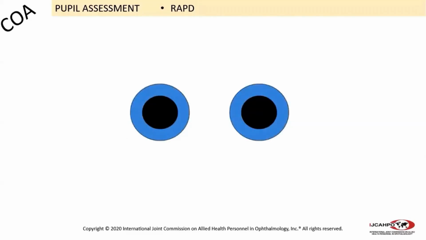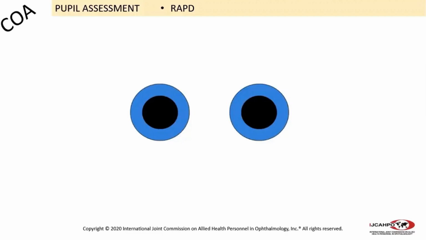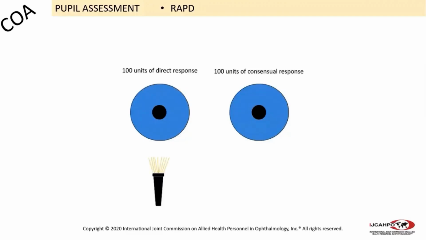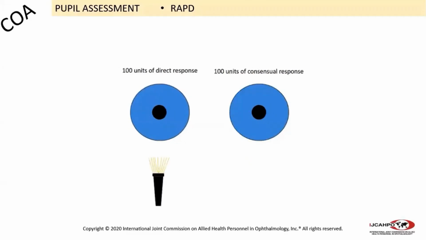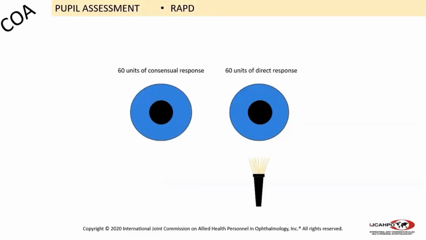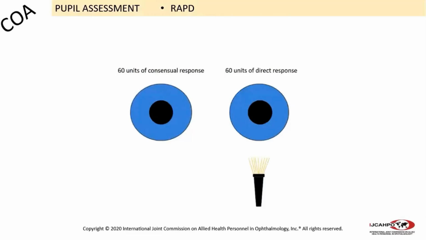Here's an example of an RAPD. We can see when light is shown in the right eye, the left pupil responds. And the left eye, which is the one with the RAPD, responds, but it doesn't respond quite as much as the right. As the light swings from right eye to left eye, we can see that upon direct response, the right and left pupils are not the same size, and the other pupil consensually responds to that as well. You can see a dilation from right pupil to left pupil as the light swings back and forth.